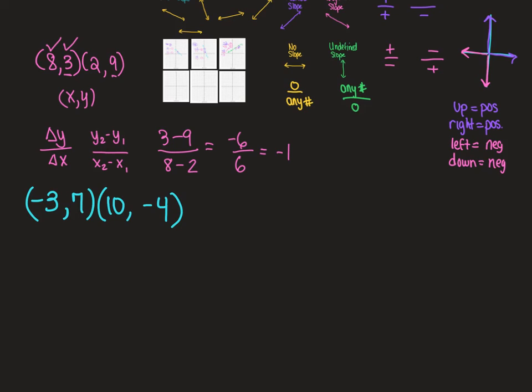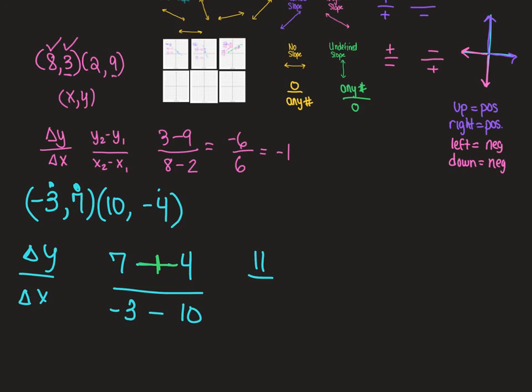Let's try this as our last example. I need to subtract my y's. So I can start with the 7 or I can start with the negative 4. Let's start with the 7. 7 minus negative 4. Now I want to subtract my x's. Since I started with the 7, I got to start with the negative 3. Negative 3 minus 10. So right here, two negatives make a positive. 7 plus 4 is 11. Negative 3 minus 10 is negative 13. Can't simplify it. I am done. That's my slope, 11 over negative 13.